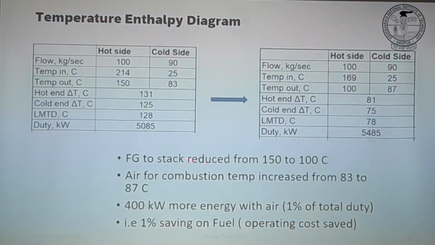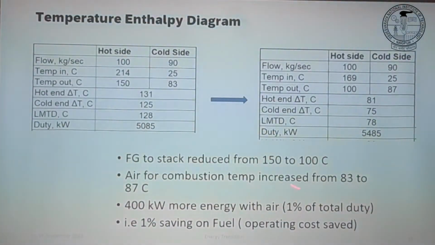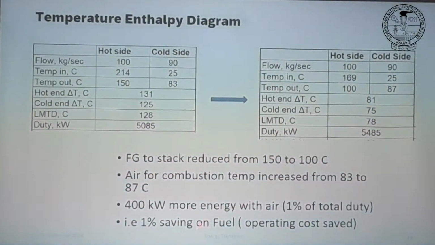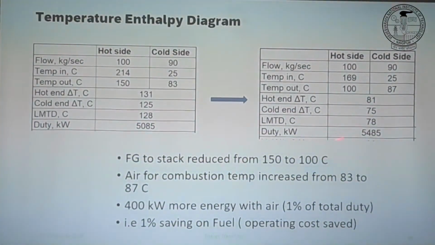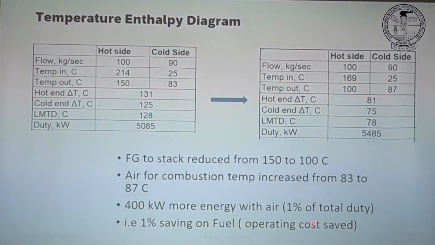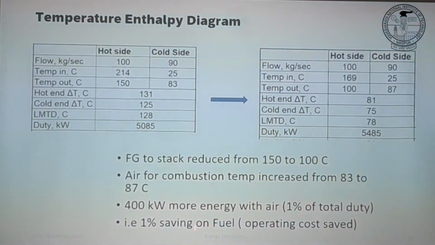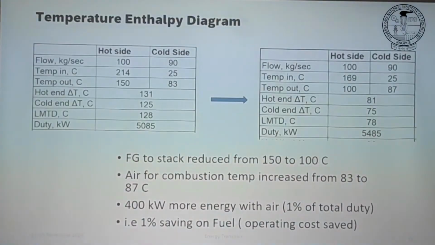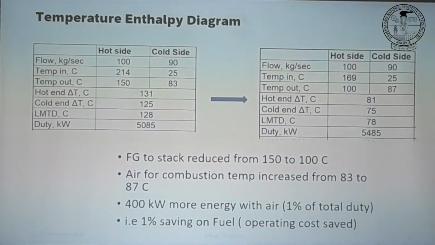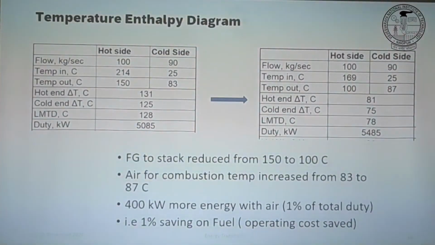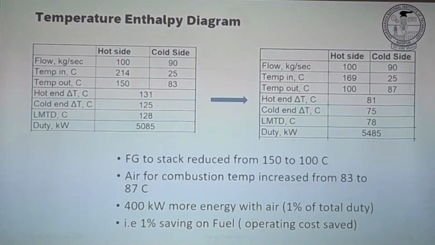Preheating the air more, it means we are recovering more and thereby reducing the fuel consumption, right? So see, flue gas to stack reduced by 50 degrees, right? Combustion air increased slightly, 4%. So difference here is 400 kilowatt, 5085, 5485. And it's almost 1% of your total duty. So 1% total duty means 1% saving in fuel, which sounds small, but in the real world it's huge. It's a huge difference, 1%.